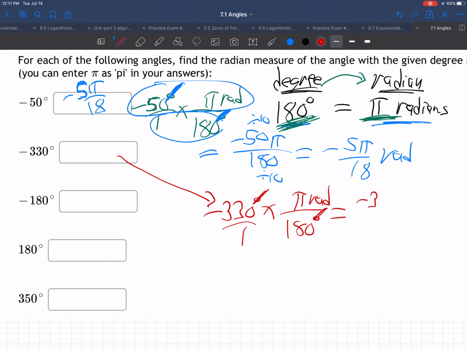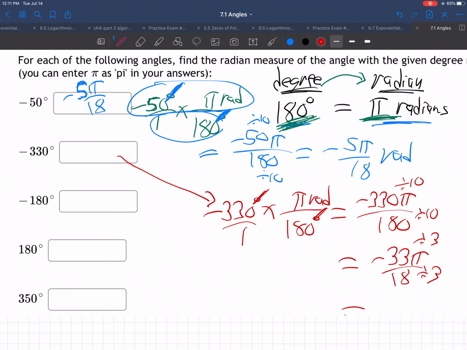Now we've got negative 330 pi over 180, then just reduce that, divide top and bottom by 10. I think we're going to have a couple of reduction steps here. Minus 33 pi over 18. We can reduce that again, divided by 3. I could have just done 30 in the beginning, would have saved me time, but that's all right. Minus 11 pi over 6. Minus 11 pi over 6. And again, I don't need to write radians. There's no degree symbol, so it's automatically radians.